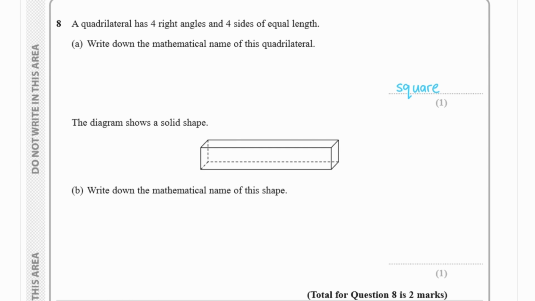The next part says the diagram shows a solid shape. Write down the mathematical name of this shape, and for this we can say cuboid.